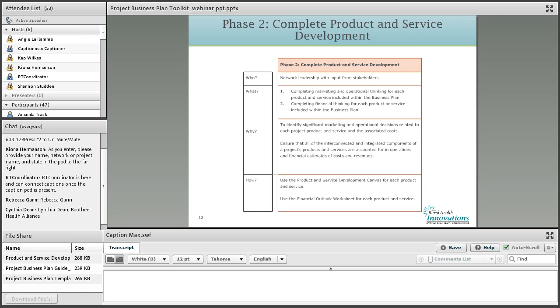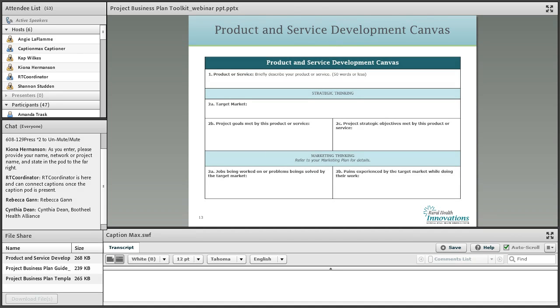In this phase, you'll want to ensure that all of the interconnected components of your products and services are accounted for in both operations and financial estimates. This is also the time to develop a financial outlook for your selected products and services. To do this, you'll need to consider how much of the indirect costs to allocate to your selected product or service, along with calculating development and operational costs. This is also the time that you would develop your forecasted net income for your project, which is often a 3 to 5 year time frame.